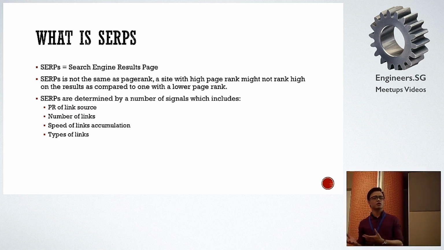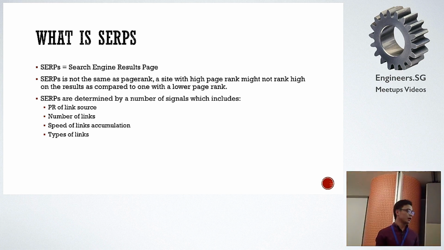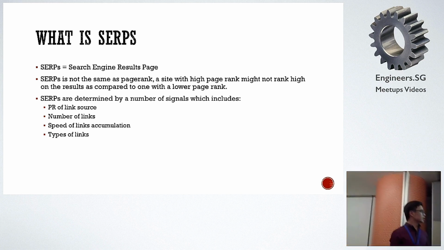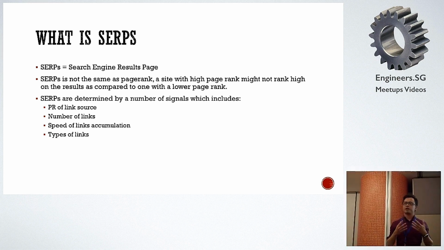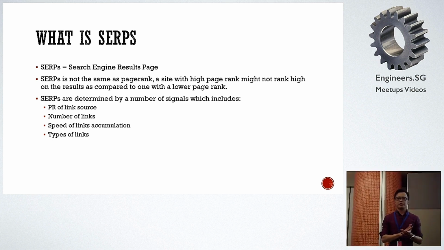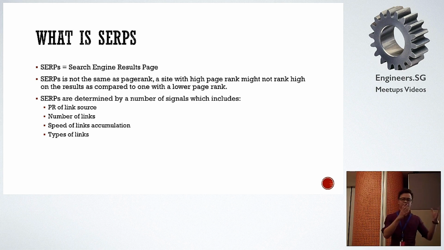The PageRank of your link source. So if a high value website is linking to you, you rank higher. Okay, the number of links you're getting, and the speed of your link accumulation. So say I'm a new site today, I'm 1 day old, and I suddenly get 10,000 links. It looks funny as compared to a website that is 1 year old, and you slowly accumulate 10 links every day. So by the time you are 1 year old, you get 3,000 links. It looks more legit as compared to someone who, on the first day, gets 10,000 links. It's obvious this person is trying to game the system. So that's how speed of accumulation works.